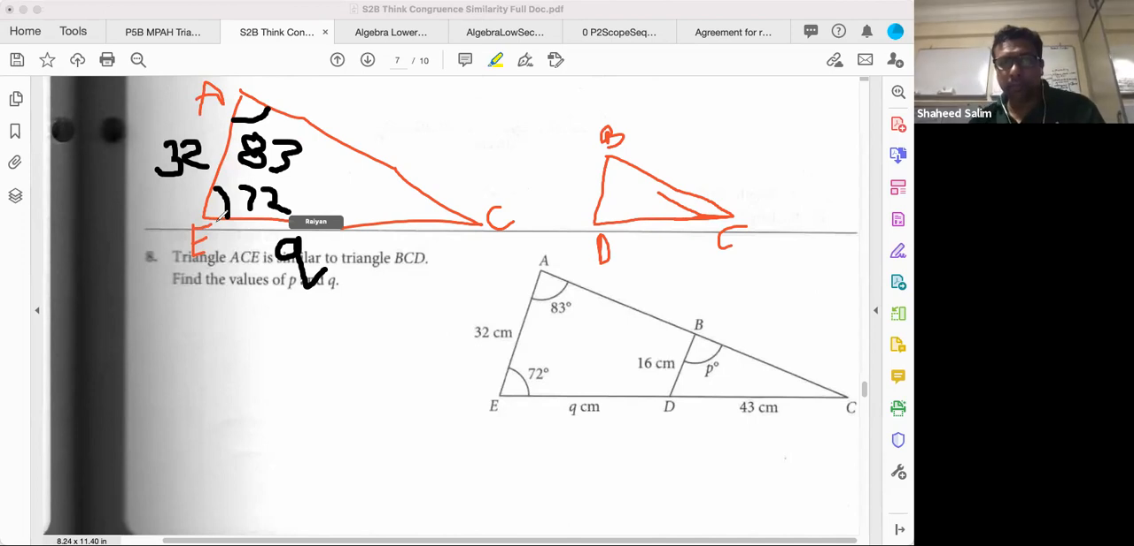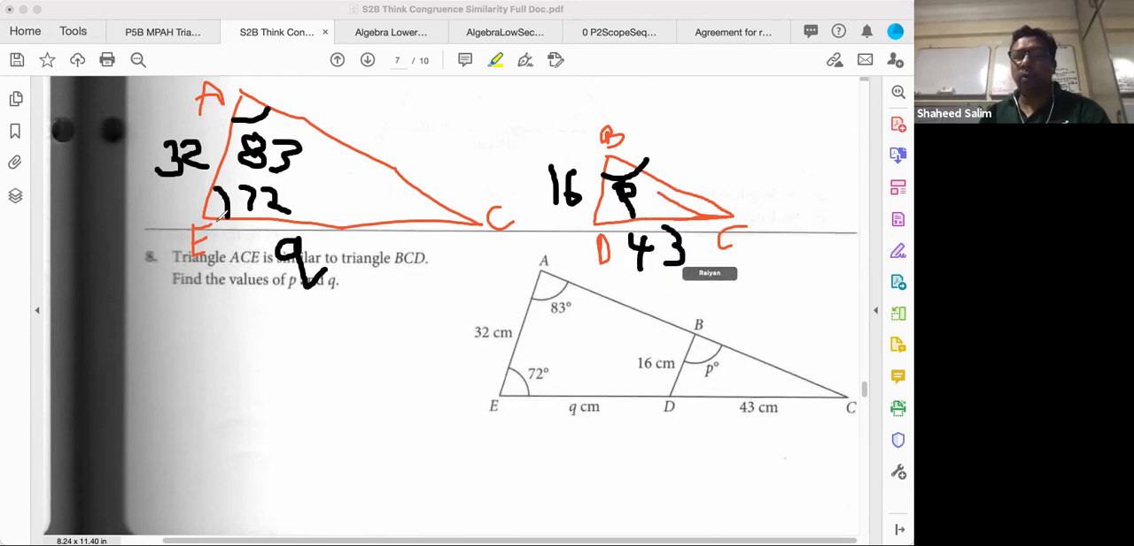Okay, good. P, well done. Okay, now only one thing, Ryan. The whole thing is it Q? It is the whole thing is Q plus 43, no? So you must add down there also. Q plus 43. Can you see now?